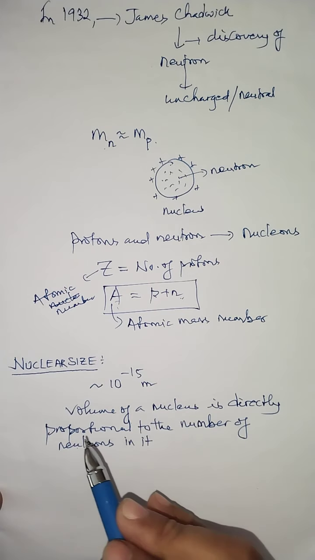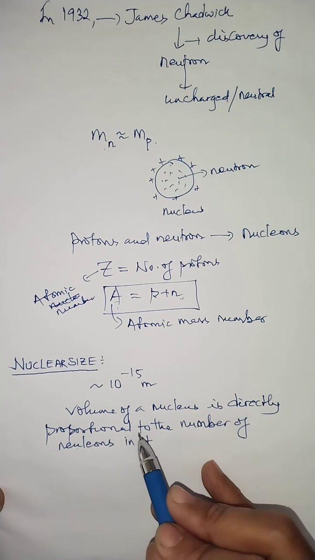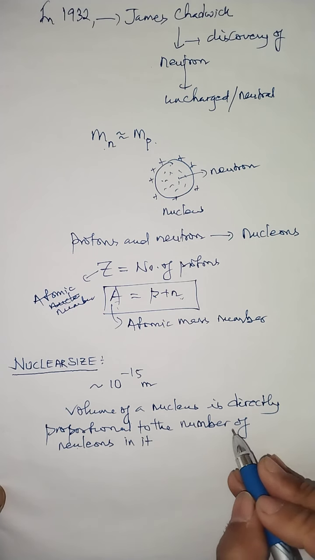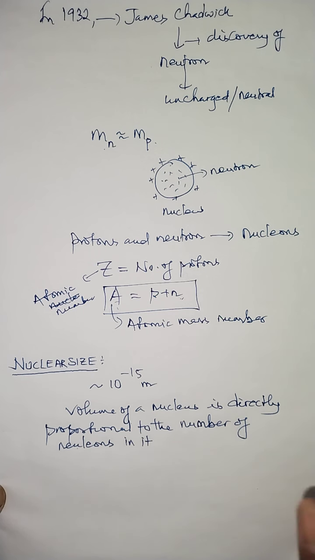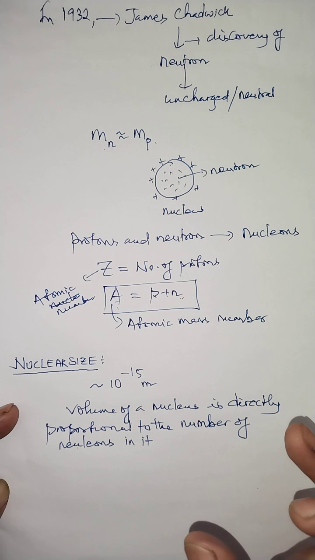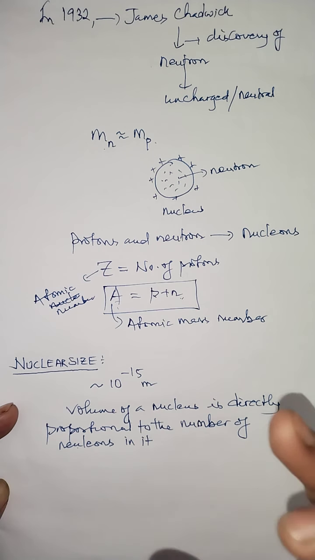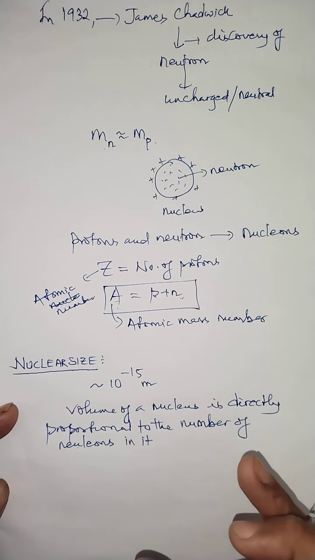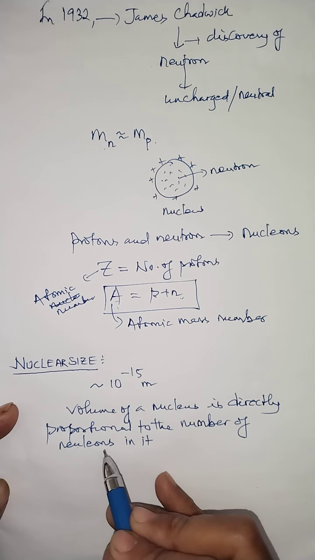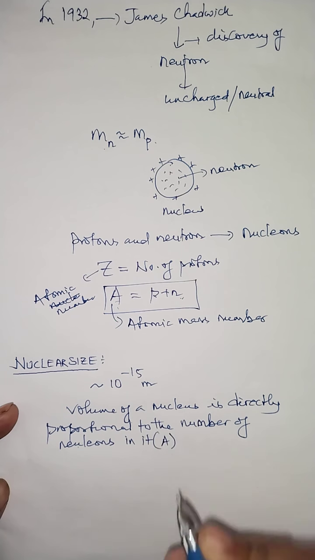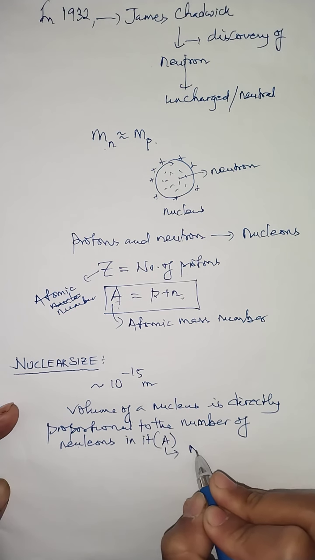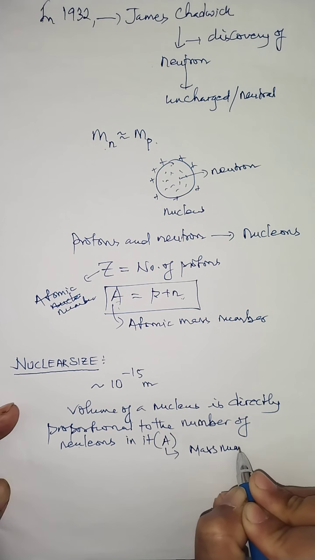Which means the volume of a nucleus is directly proportional, as I said, to the number of nucleons present in it. And the number of nucleons is called the mass number. I have already told you, mass number is the total number of protons and neutrons present inside the nucleus. So as per the scattering experiments performed for the discovery of the nucleus and even to measure its size, the volume of the nucleus is directly proportional to the number of nucleons, simply called the mass number. A is the symbol we use for the mass number.